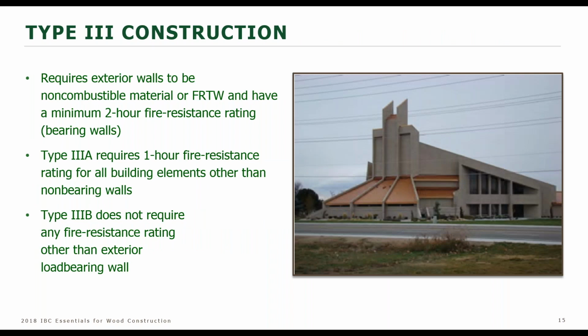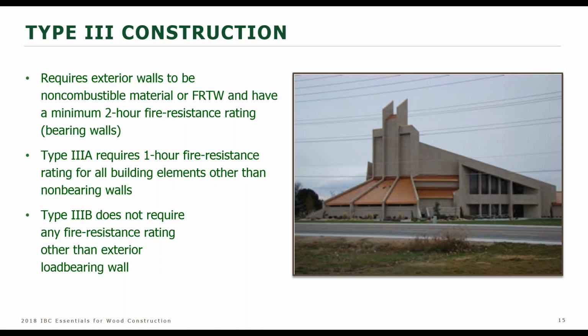Type 3 construction is the next. This construction type has a unique history. What are the defining features of type 3 construction? Well, the exterior walls are 2 hour rated and non-combustible. That's the same, by the way, for type 4 construction under table 601 when we get there.